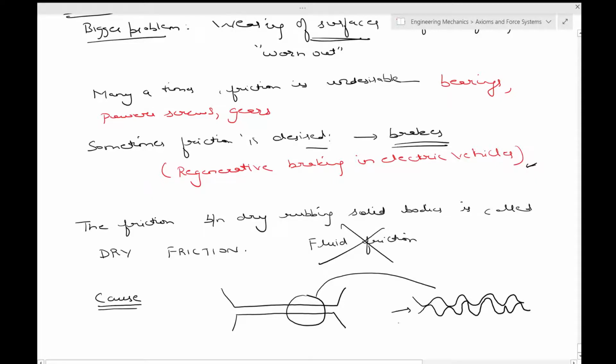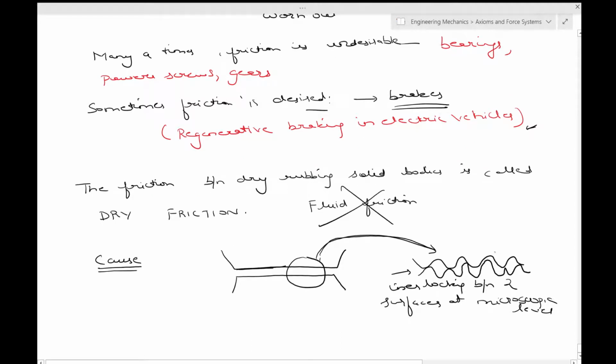So there is an interlocking between two surfaces at microscopic level. A surface which looks smooth like this, if you take up a microscope and see it, these two surfaces will look like this. Because of this, when one of these bodies tries to move with respect to the other, because of this interlocking between these two surfaces, there will be a prevention of this, and that is considered as the cause of dry friction.